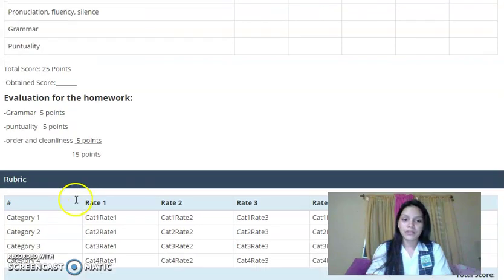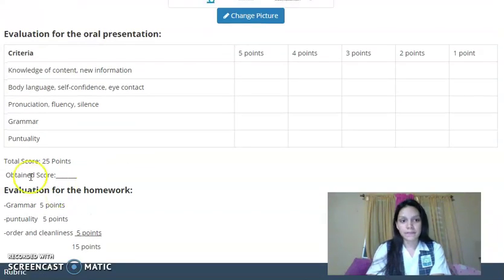And evaluation of the homework: grammar, punctuality, order, and cleanliness. The total score is 15 points.